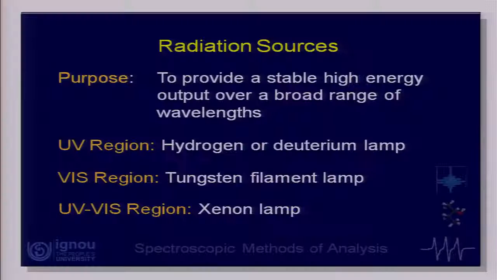Suppose I want to make a measurement in the UV range only, probably I will use only a hydrogen lamp or a deuterium lamp. For visible measurements, I go for a tungsten filament lamp, or if I want to measure the entire range, maybe I can go for the xenon lamp. So, different instruments use different kinds of lamps depending on their applicability.